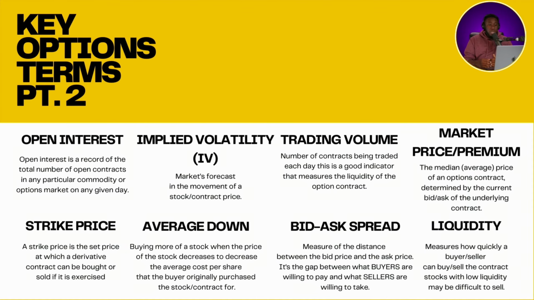All right. Now, averaging down. What does it mean to average down? It means buying more of a stock when the price of the stock decreases to decrease the average cost per share that the buyer is currently holding.